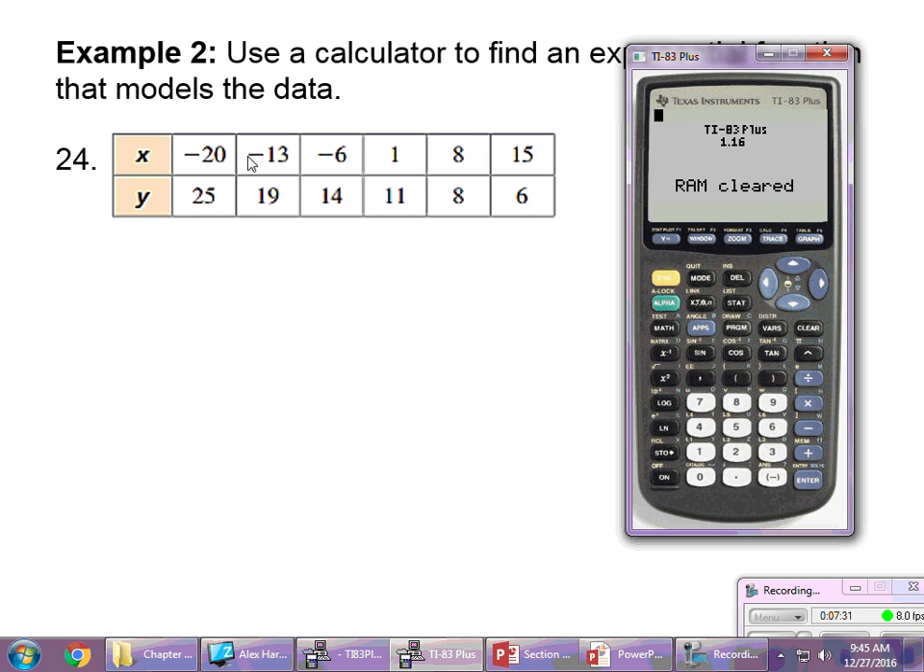And we can go ahead and enter in our x values and y values in list 1 and list 2. So I'm going to hit the stat key and then edit. Under list 1, I'll type in my x values. So we've got -20, -13, -6, 1, 8, and 15. Then in list 2, here go the y values, 25, 19, 14, 11, 8, and 6.